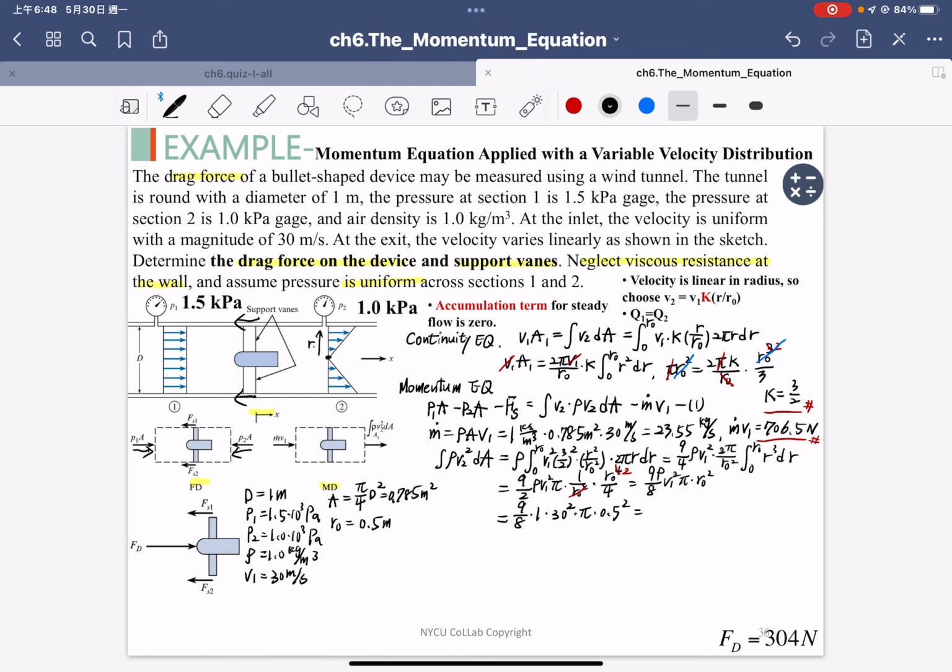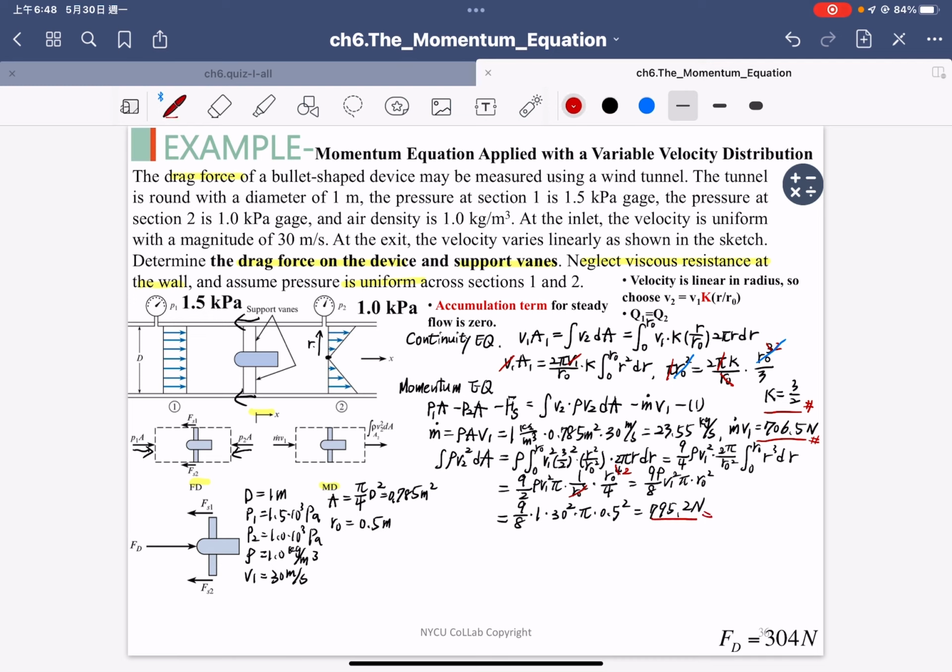8 divided by 9, multiply 30 squared, and multiply pi, and multiply 0.5 squared. So that will equal to 795.2 Newton.